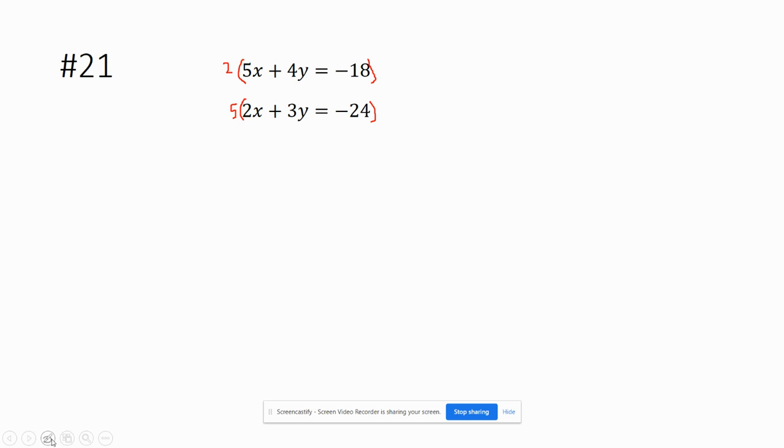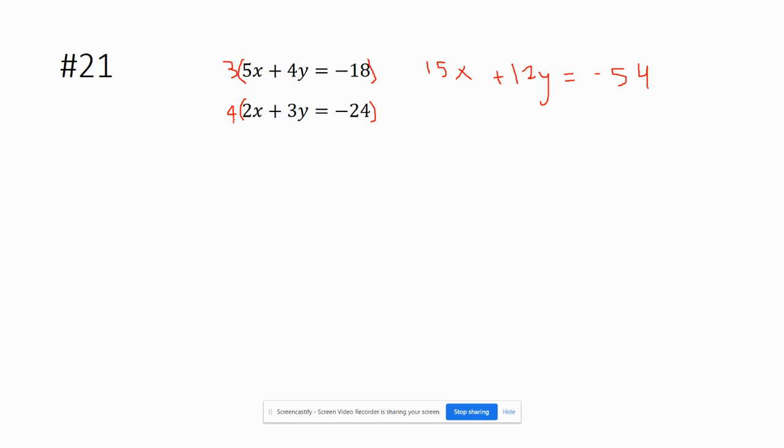But if we want to eliminate y, then we would multiply this equation by 3 and this equation by 4. So then we would get 12y and 12y. So it's really up to you. I'm just going to leave it like this and multiply 15x plus 12y, and then 3 times negative 18 is negative 54.